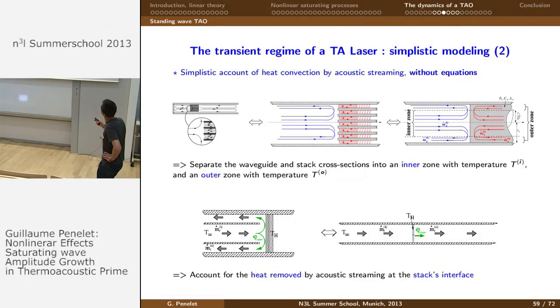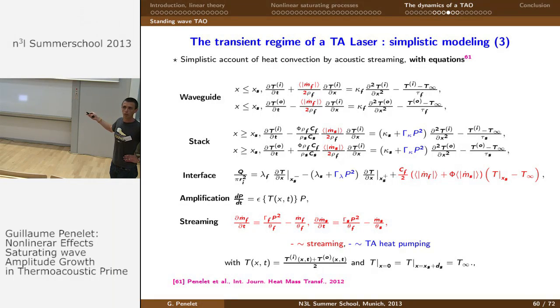So what we do is summarized in this picture. We consider that this configuration is equivalent to the configuration where we have a mean flow which crosses a grid at constant temperature, and we can estimate this heat flux. Okay, so these are the equations that we have to solve.